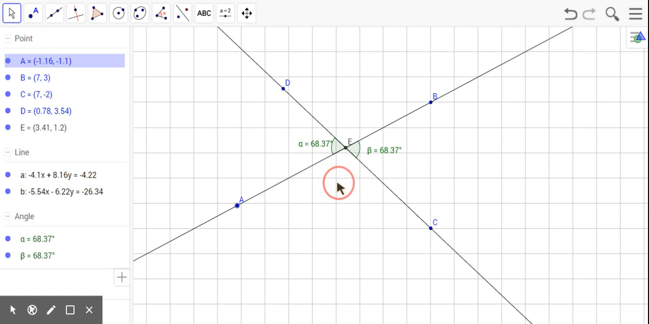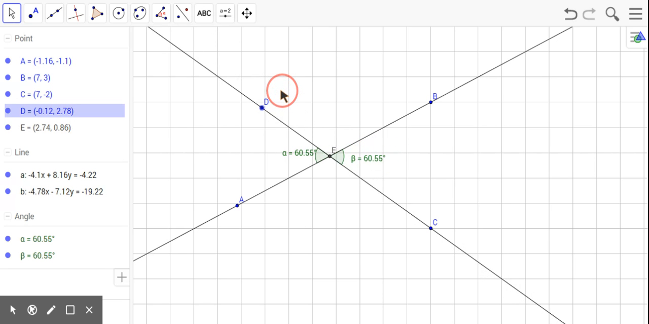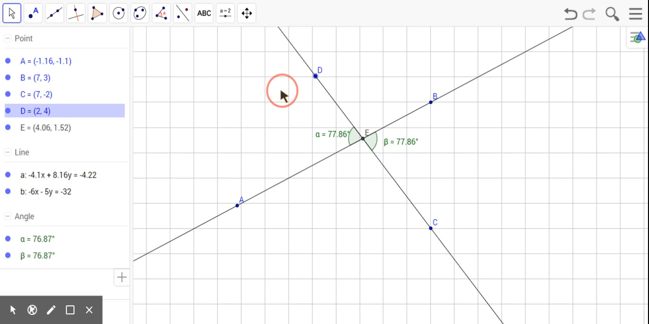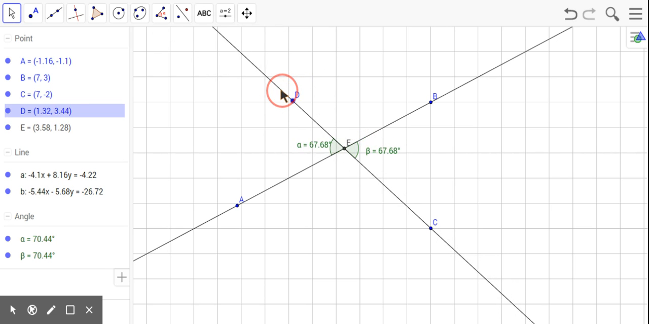A vertical angle is an angle that is not adjacent, meaning beside. So like this angle here is adjacent to that one and that one. But what you notice is that they're across from each other, basically. They're across the vertex. If you have 2 vertical angles, they are always congruent, no matter what. So 2 vertical angles are congruent.